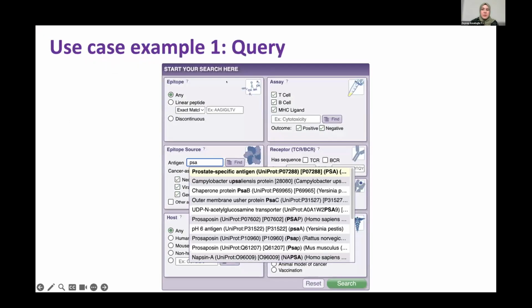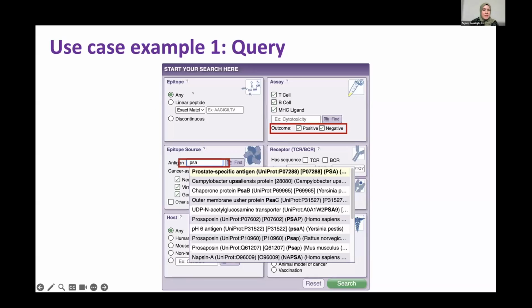So let's build the query for this. Here we can see I started typing PSA, which gives you all the hits among all the proteins that we have in CEDAR. And here the first hit actually is the prostate-specific antigen. And by clicking on this, you can select it. And next, we want to go into the assay panel and just leave all the assay types selected and also include positive and negative assays, for example. Because in this example, we want to know everything that has been tested.